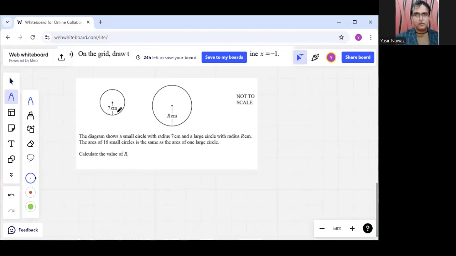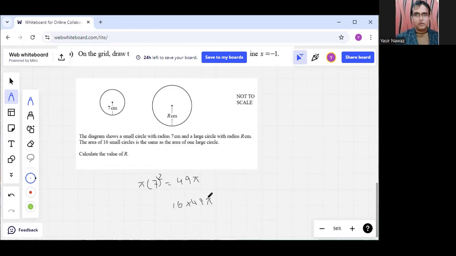So what is the area of one small circle? Pi r square is the formula to find area. R is 7. So pi into 7 square, which is 49 pi. So 49 pi is the area of the smaller circle. Then it says that it is 16 times. So it is 16 multiplied by 49 pi. So that's the area of 16 smaller circles.